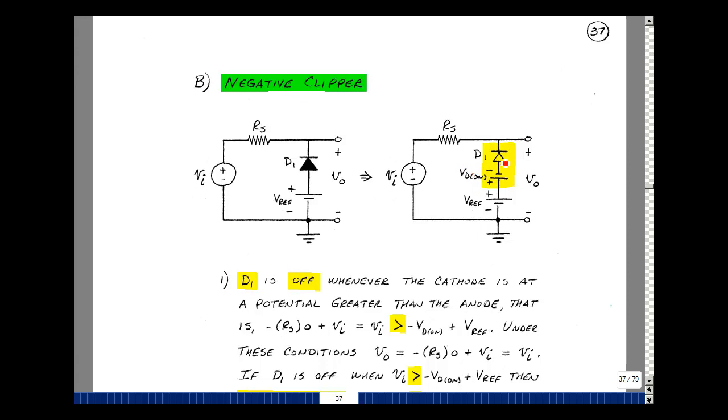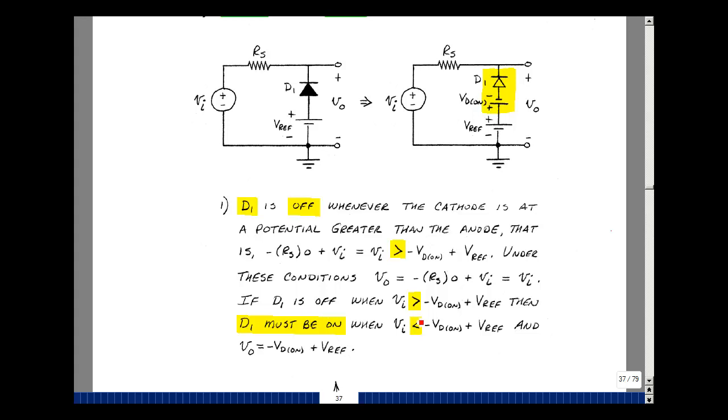Let's use that trick we used last time of finding when this diode is off, which would mean the cathode's at a higher potential than the anode. If this was a resistor, current would be flowing in this direction, which would mean it's off. If no current is flowing, then this node voltage is minus 0 times R sub S plus V sub I. That's this equation, which is just V sub I. That needs to be greater than this node voltage, which is minus VD on plus V reference. Whenever VI is greater than this number, then the diode is off. And when the diode is off, the output voltage, just go around the loop this way, is minus 0 plus V sub I, or just V sub I.